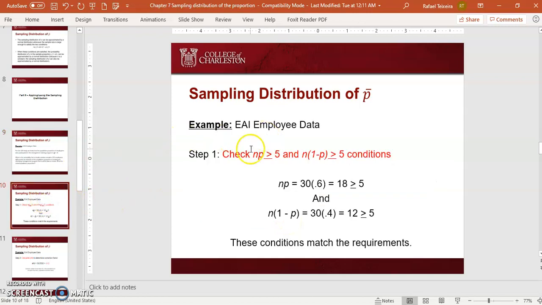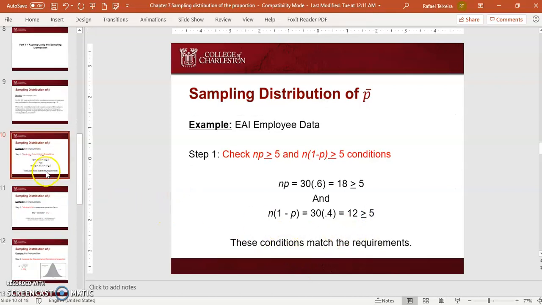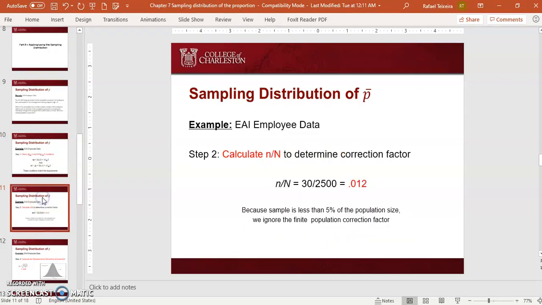So let's take a look at the steps. First step, check to see if these two conditions are satisfied. The sample size is 30, the proportion is 0.6, the resulting number is 18, which is higher than 5, so that's good. The other one is 30 multiplied by 0.4, since 1 minus 0.6 is 0.4. If I multiply those two numbers, I have 12, which is higher than 5. So the conditions match. Perfect. We can move ahead to step 2.